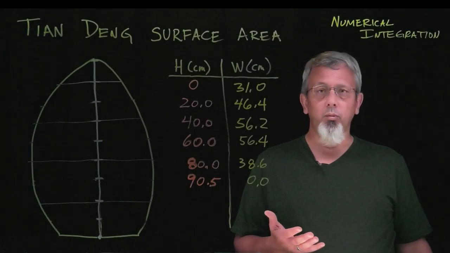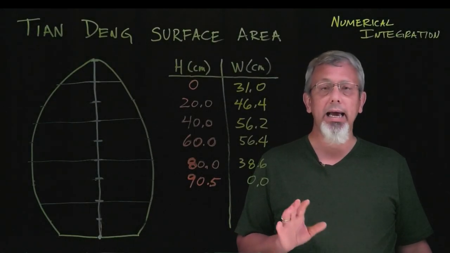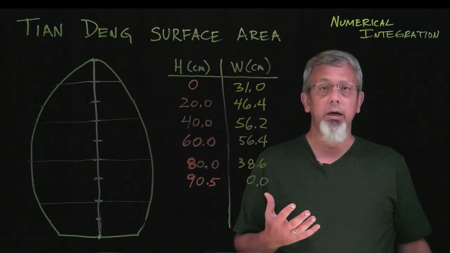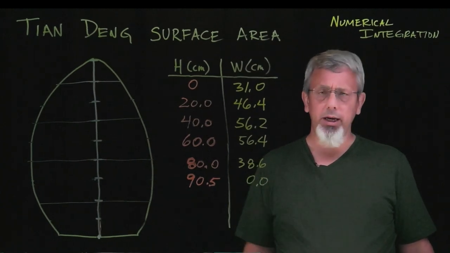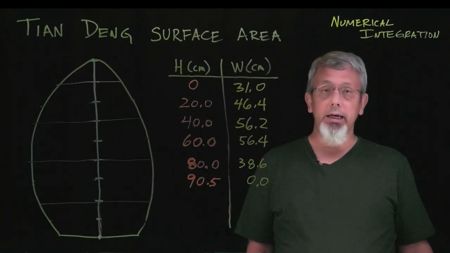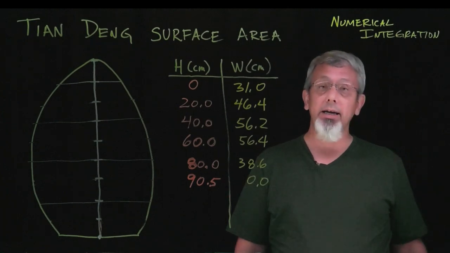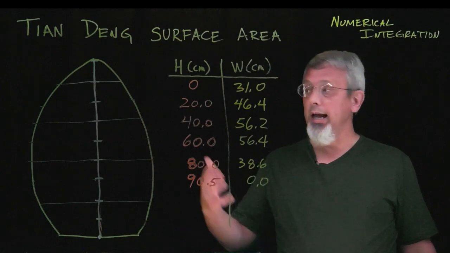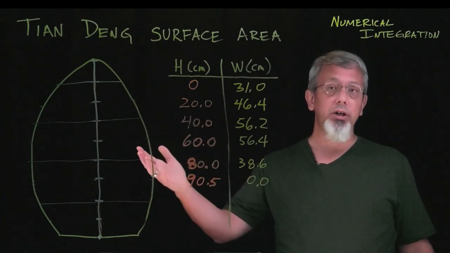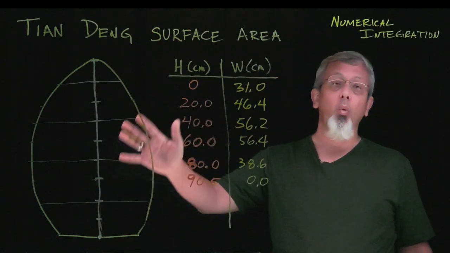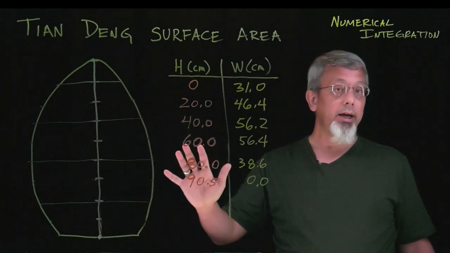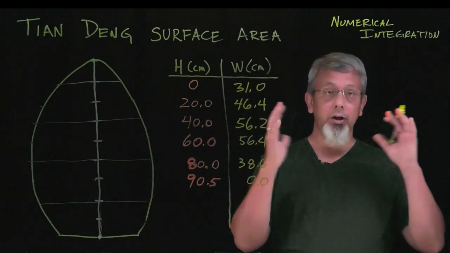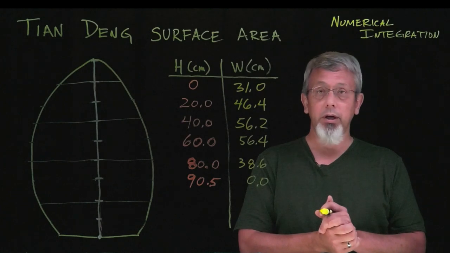So in this video, we're going to take some time to calculate the area of a somewhat irregular shape. This irregular shape is the side of a Tian Deng flying lantern. And we're interested in finding the area of this shape because we're interested in figuring out how much weight there is per area of the paper casing that goes around the Tian Deng.